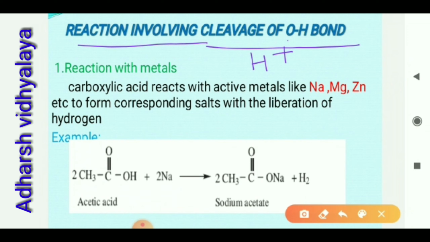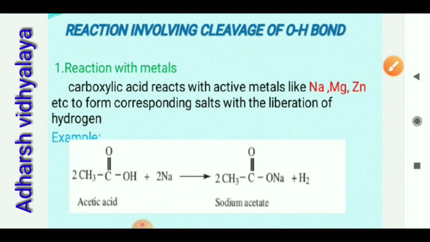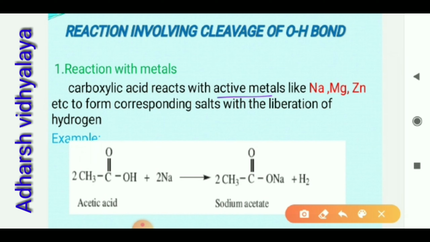Carboxylic acids react with active metals like sodium, magnesium and zinc. They form salt with the liberation of hydrogen. What we are seeing now is the reaction of carboxylic acid with metal. Carboxylic acid reacts with active metals like sodium, magnesium and zinc. It forms the corresponding salt with liberation of hydrogen gas.